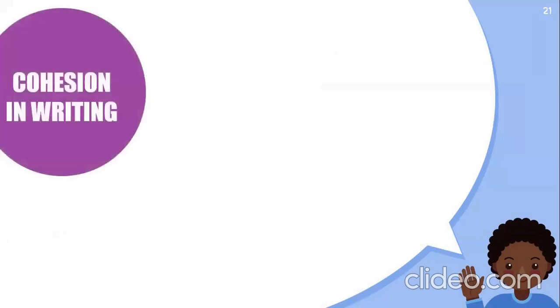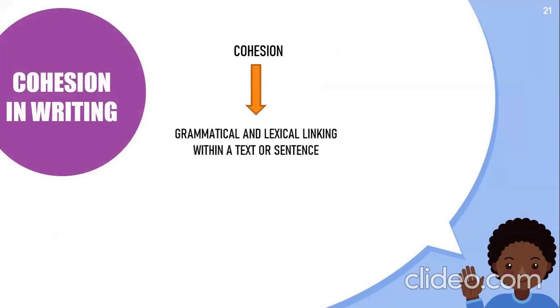For this, I will take you to the concept of cohesion in writing. First of all, let us understand what cohesion is. Cohesion means the grammatical and lexical linking within a text or a sentence. And this grammatical and lexical linking is very important in order to give meaning to the text. So let us understand with the help of an example.